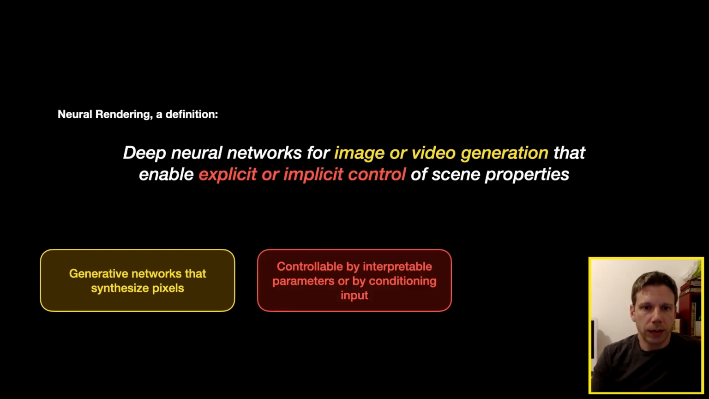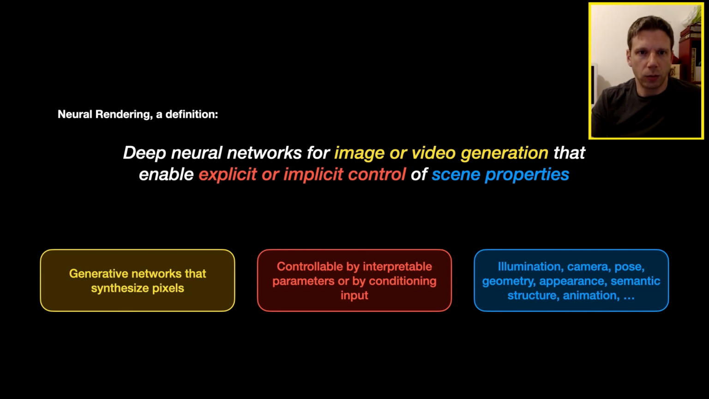When we say explicit or implicit control, we control the output either by a set of interpretable parameters, interpretability is extremely important, or by providing some conditional inputs. For example, providing text or audio or video, something which should condition the output to be what we want it to be. Scene properties, what do we mean by that? Well, everything you can think of, right? Illumination, camera, pose, geometry, appearance, semantic structure, animation, really anything that a user would like to control.